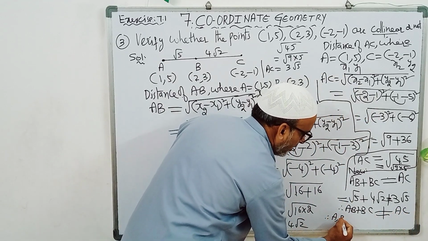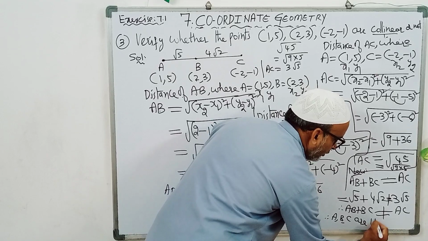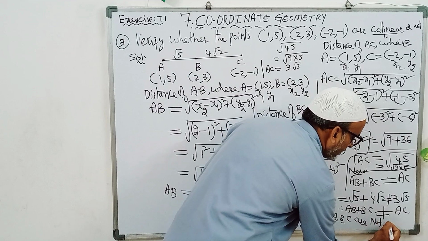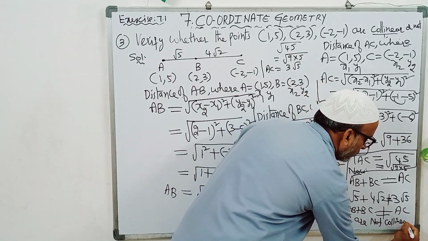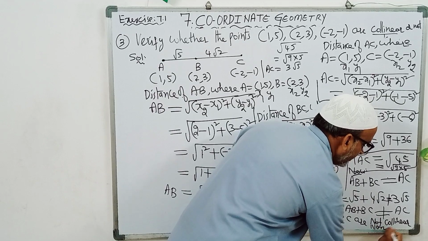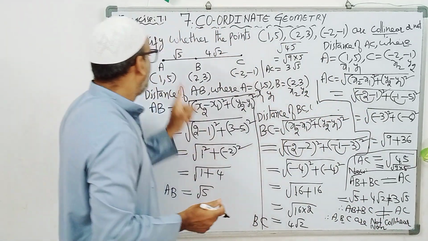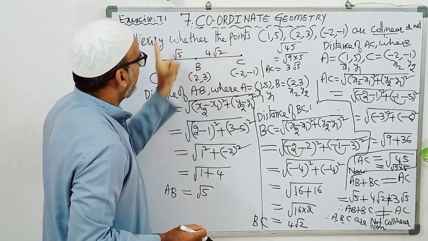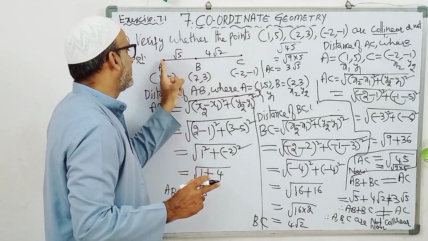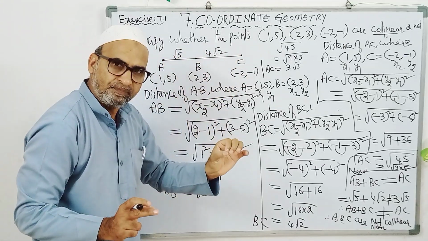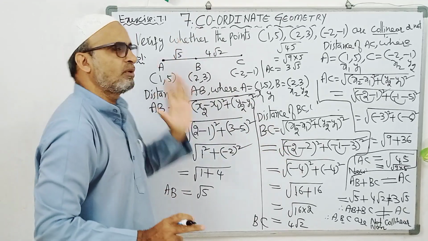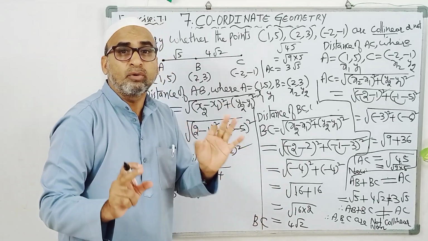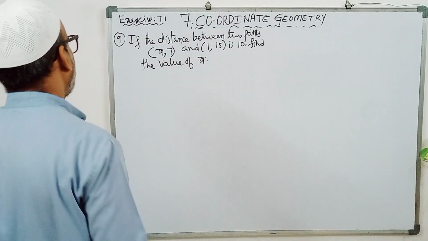Therefore A, B, C are not collinear. Not collinear, or non-collinear also you can say. Simply you should find the distance of this one, find the distance of this one, you add these two and find the distance of AC. After adding, if the distance is equal to the distance of AC, then you should say that the given points are collinear. If that condition is not satisfied, we should say that the given points are not collinear by using distance formula.